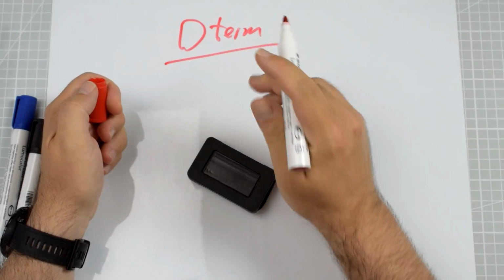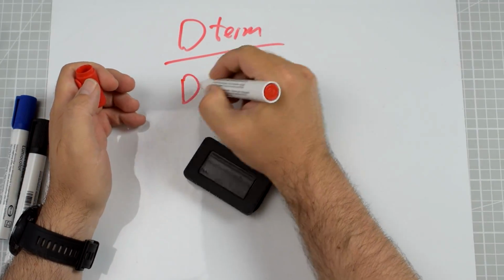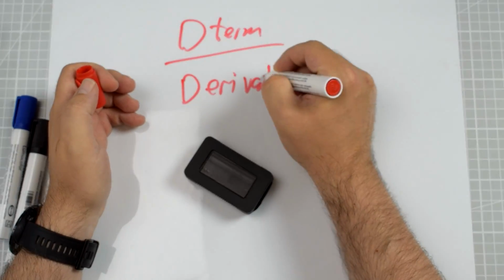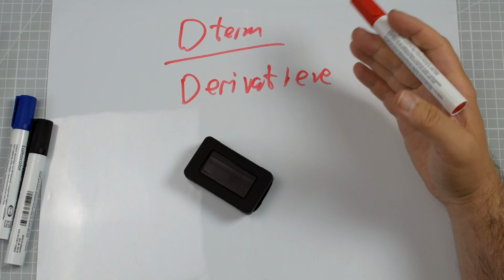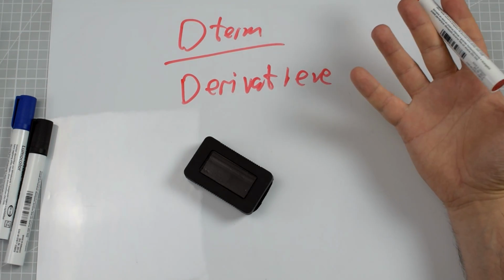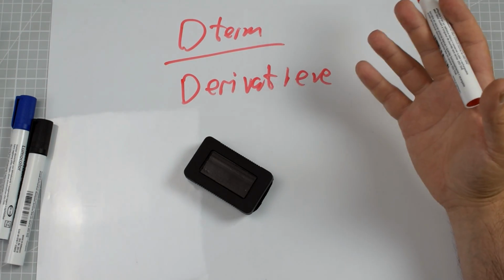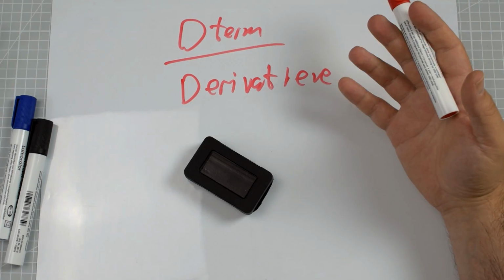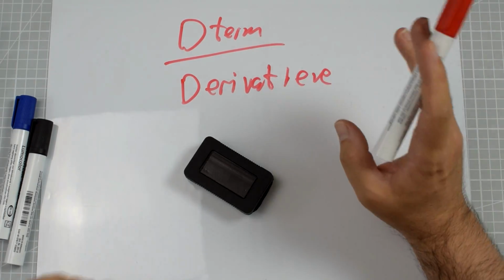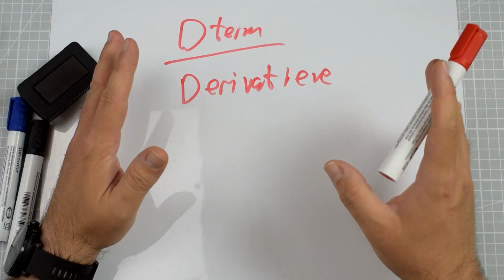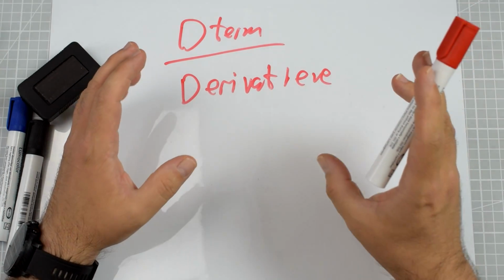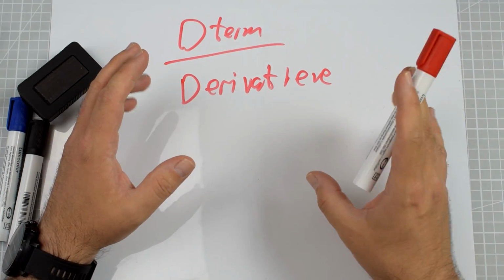D in the name stands for derivative. I hope this is the correctly spelled derivative. If you had derivatives during your mathematics classes in your high school or somewhere, you should be aware that derivative is the rate of change. Derivative is a measure of the acceleration.